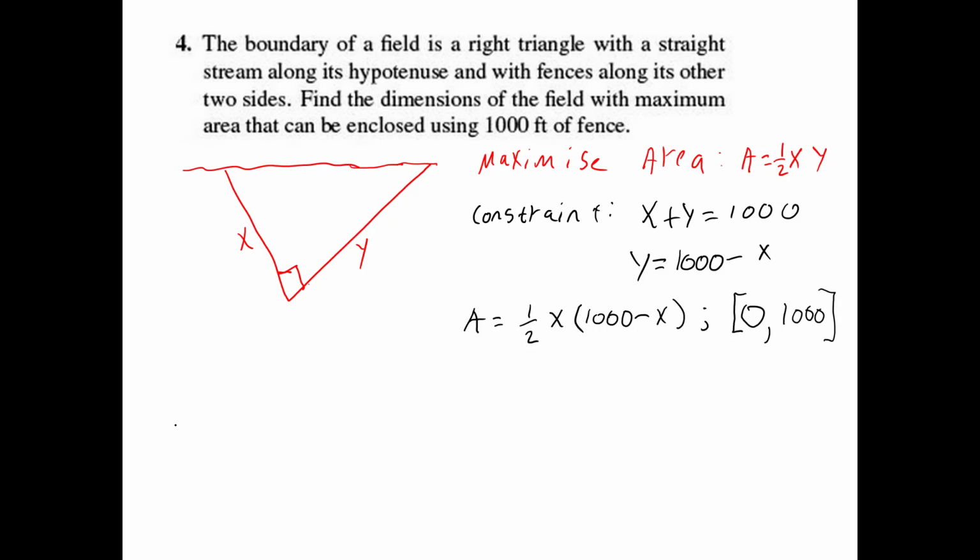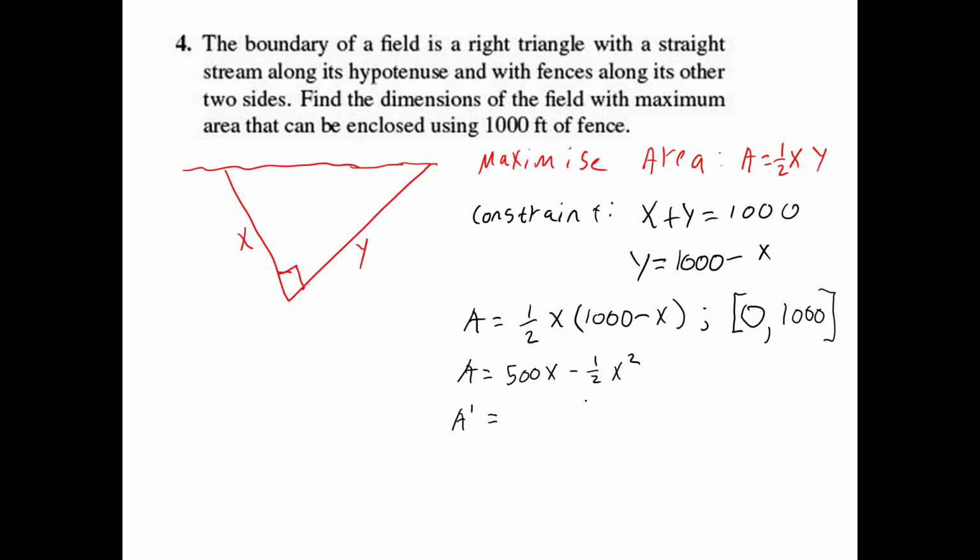So again, to make this a little easier so that we don't have to use the product rule, we can distribute, and we will get 500x minus 1/2 x squared. We need the critical numbers. And again, what I encourage you to do is from time to time pause the video and see if you can do that next step yourself, right? And then you can compare it. So this way you know if you're getting the hang of this or not.